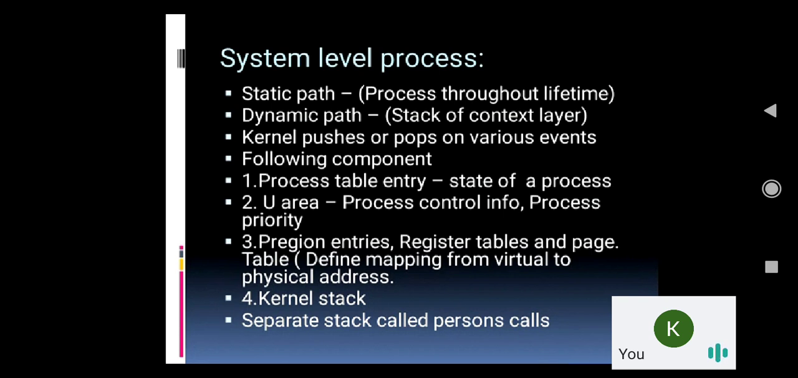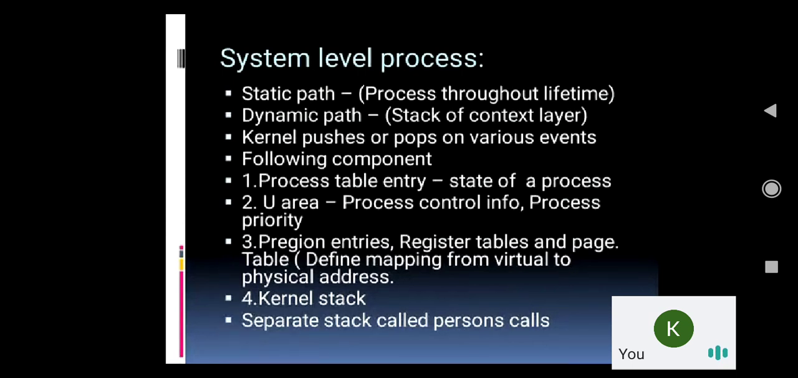So you have data structures like process table entry, and then U area, and then P region entries, and then register tables, and then page tables. So all these totally we have about 3, 4, 5 data structures. All these data structures we used to call kernel data structures. And then you have one more thing, kernel stack, but we won't give much importance to the kernel stack. But this process table entry, U area, P region table, and then register table, and then page table.